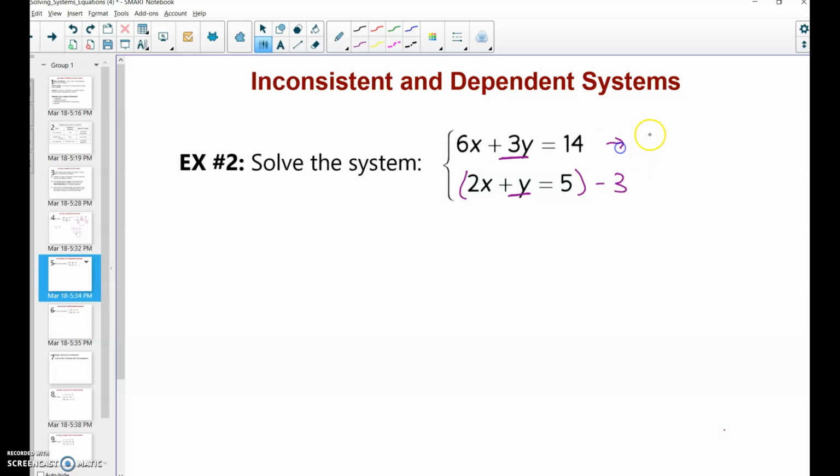So this equation here will stay 6x plus 3y equals 14. This equation changes to -6x minus 3y equals -15. I'm just going to rewrite those over here to the side.